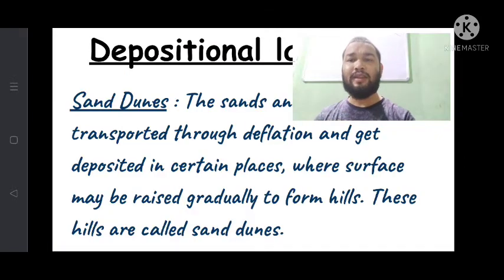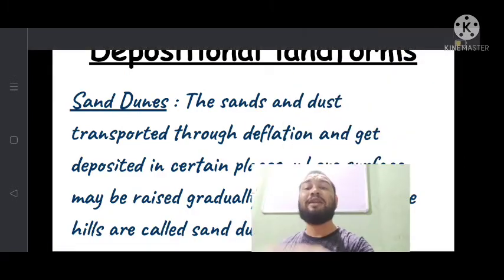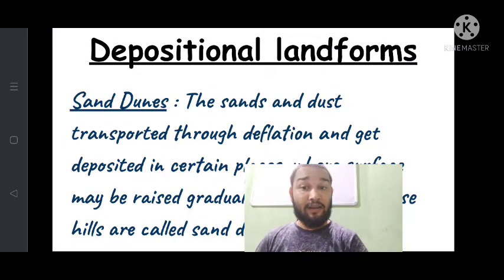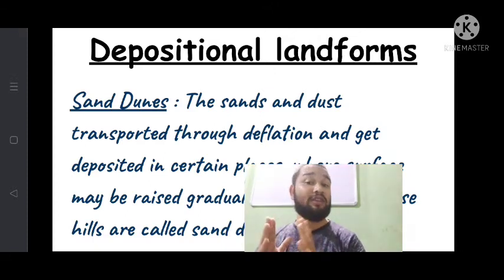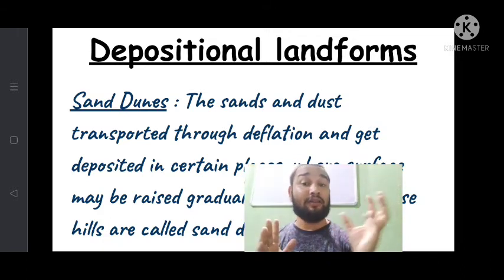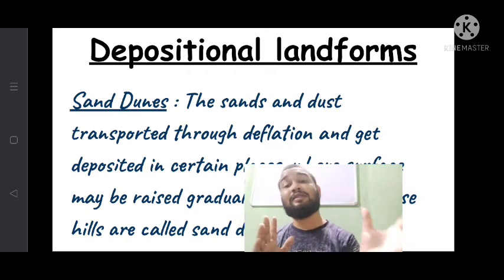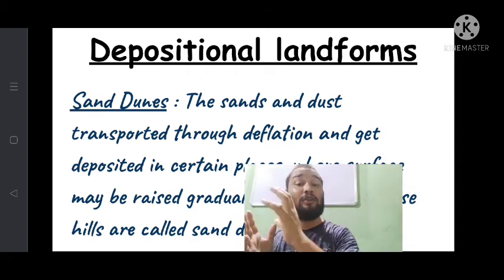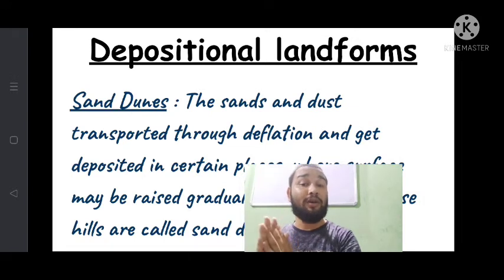Next, we'll see depositional landforms in the desert area. In the desert area we can see some depositional landforms. Among these depositional landforms, the important one is the sand dune. Sand dune is one type of depositional landform you will see in the desert area. Deposition means the eroded material, sand, is deposited somewhere. It is stored somewhere, and in this storing part it creates a landform. It is a sand dune.